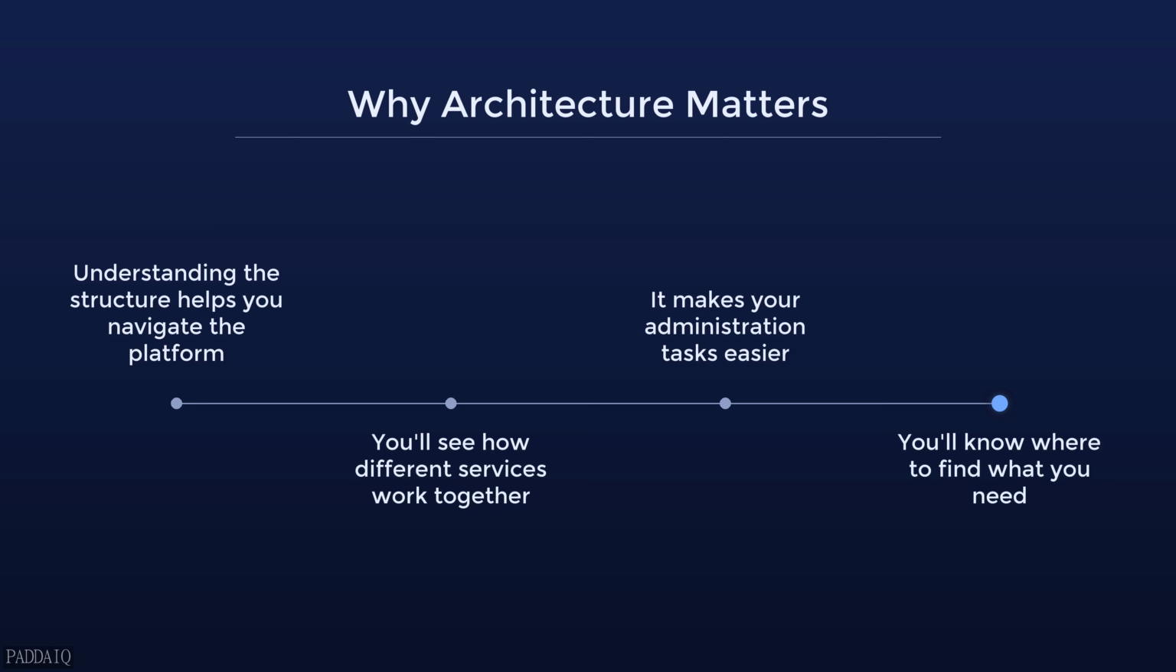You'll know where to find what you need. This means the architecture acts as your guide, so you can quickly locate services or tools without confusion. For example, when needing user authentication, you'll know to check the security area in your BTP account. This saves time and reduces frustration during development.